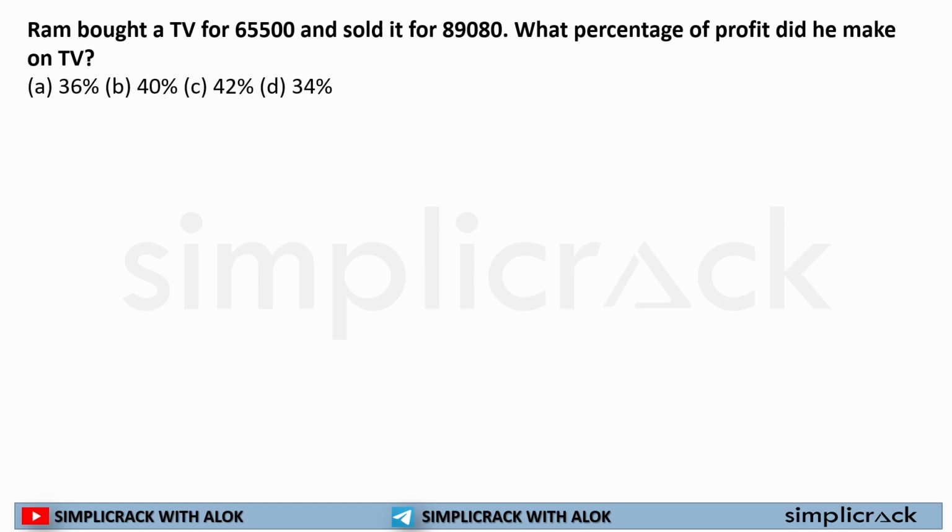Okay, so this was all about profit and loss, and this was all about what your approach should be. Now let's solve this question. This is also a PYQ. In this case, Ram bought a TV for 65,500. Bought means he paid a price, that is cost price. So cost price is 65,500. Ram sold it for 89,080. So the selling price is 89,080 rupees. Here we see, sir, there is a higher value in selling price and a lower value in cost price. That means profit will happen.